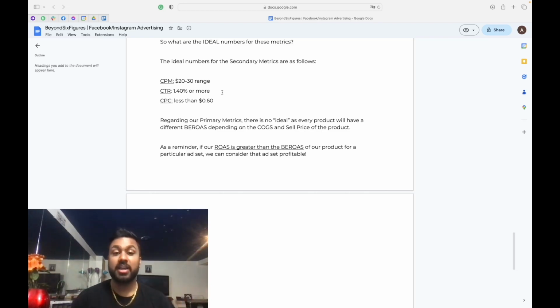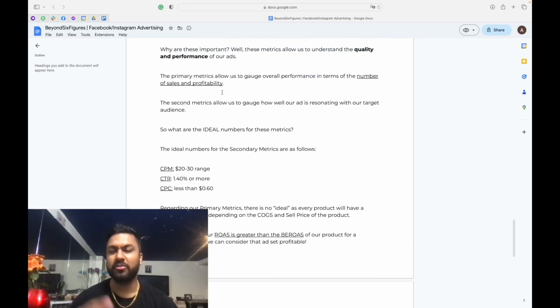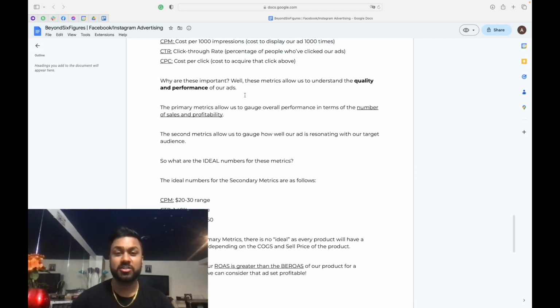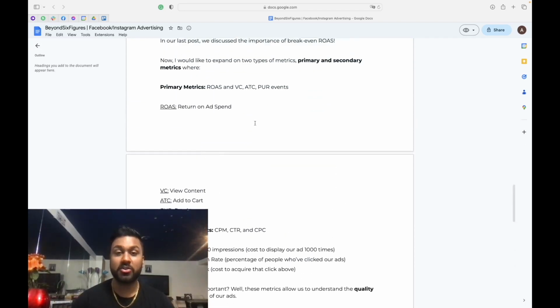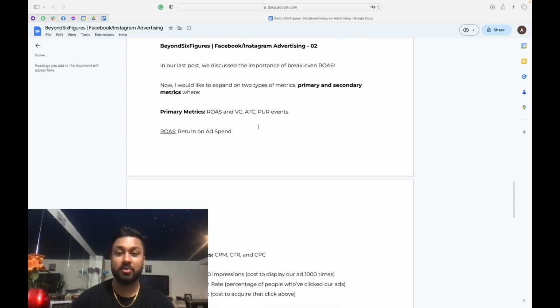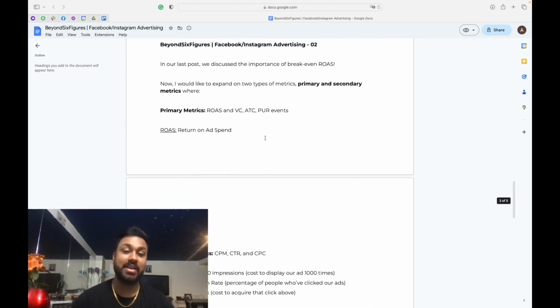As a reminder, guys, if our ROAS is greater than the break-even ROAS of our product for a particular ad set, we can consider that ad set profitable, right? So if your break-even ROAS is 1.5 and you are getting a higher ROAS, or return on ad spend, let's say 1.6, 2, 2.5, 3, that means your 2 or 3 is greater than 1.5, therefore you're actually profitable. So just to sum it up a little bit, break-even ROAS is super important to understand, and also it's very important to understand primary metrics and secondary metrics.